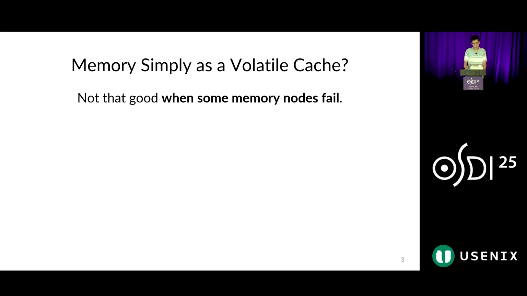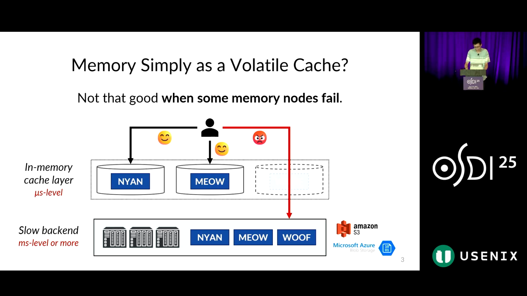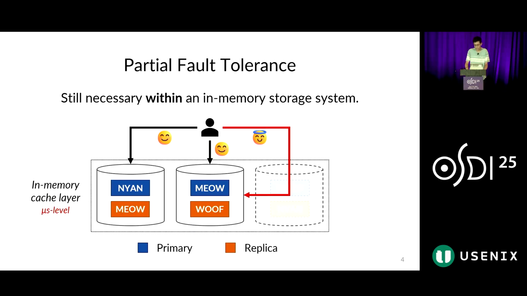Intuitively, distributed in-memory systems are used as volatile caches, but this is not that good. When a node fails, the data on it is lost. This forces clients to fall back to the backend storage, which can increase latency by 2 to 3 orders of magnitude. Indeed, a distributed in-memory storage system should incorporate some internal fault tolerance. Even if some nodes fail, the data can still be found within the system.